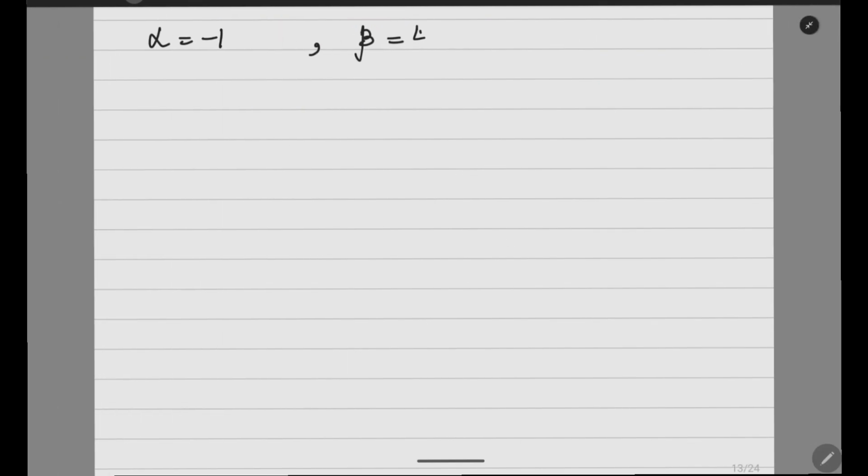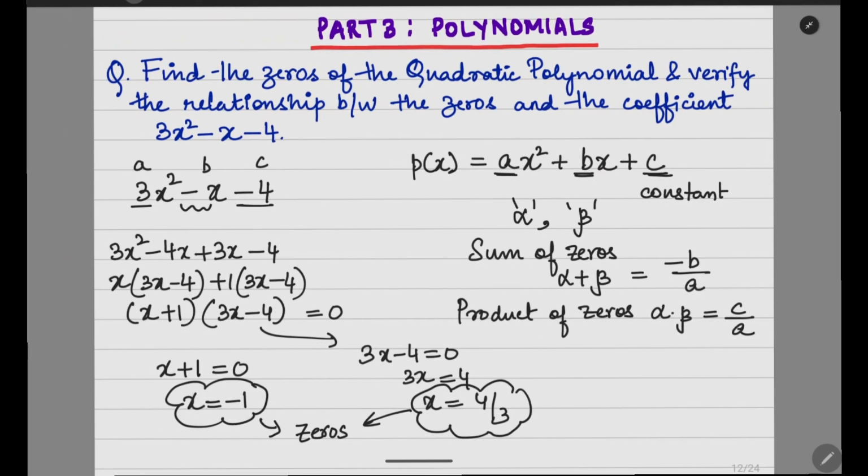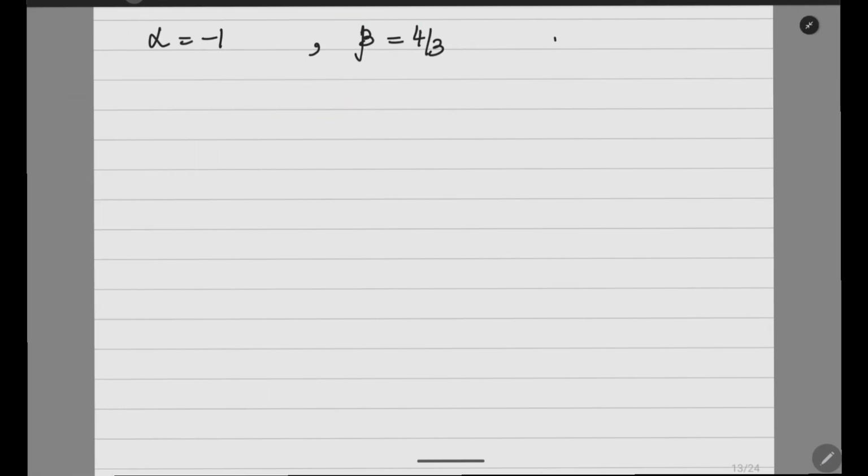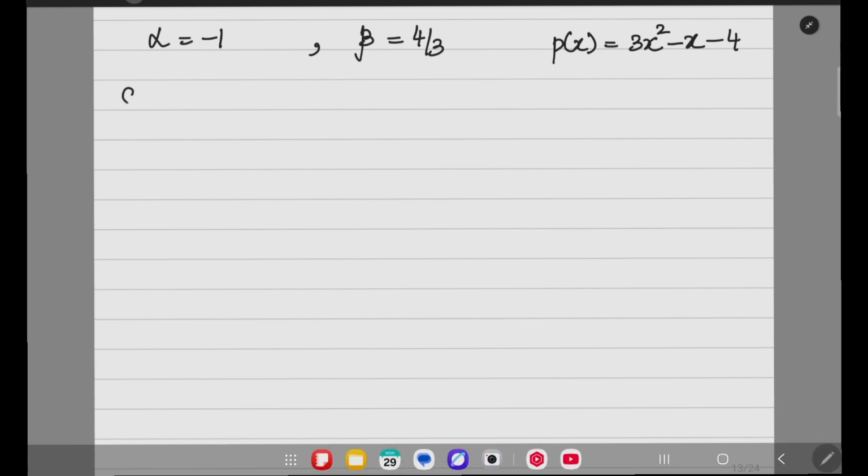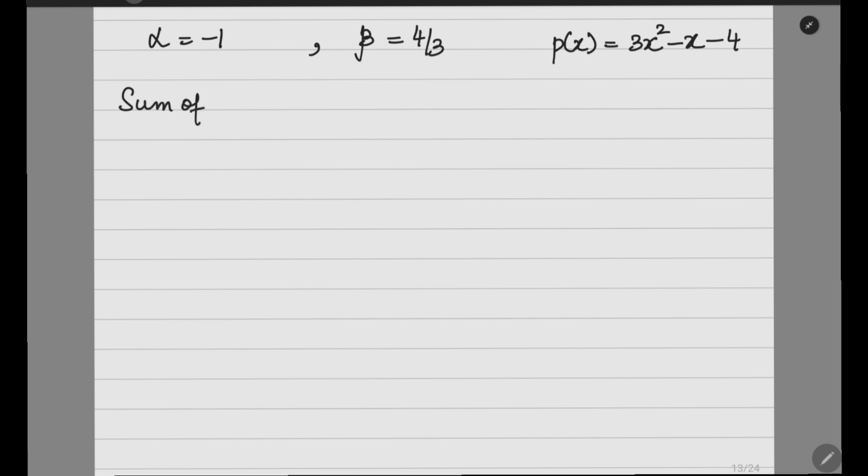Okay. Let me write the given question once again. The given polynomial is nothing but 3x square minus x minus 4. Now you have got the roots or the zeros, right? Now let us calculate the sum of the zeros. Sum of the zeros will be alpha plus beta, which should be equal to minus b by a.